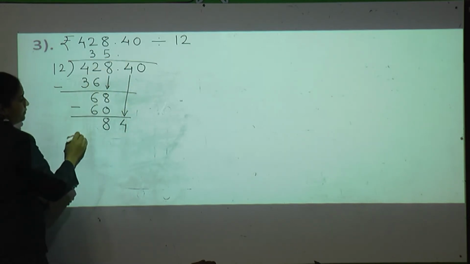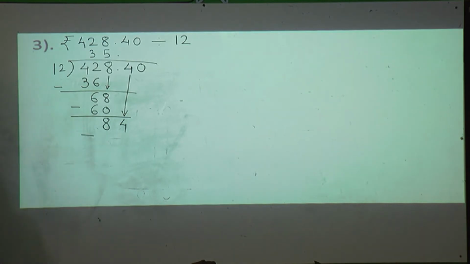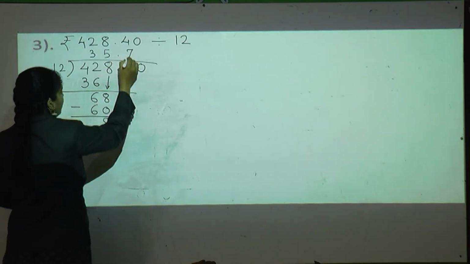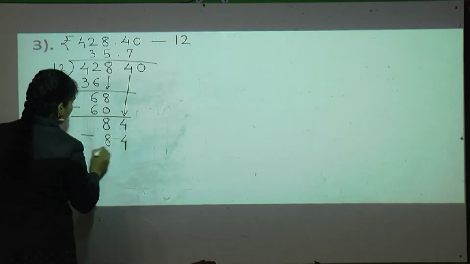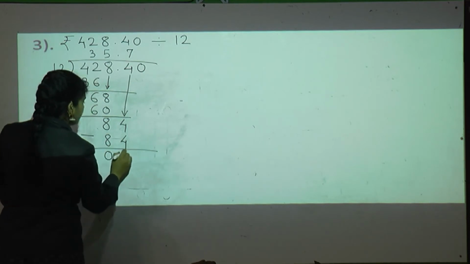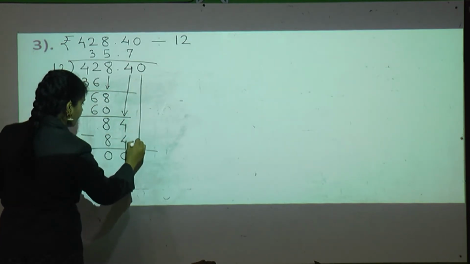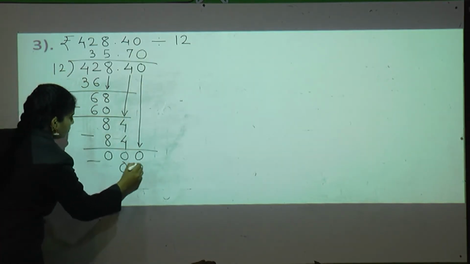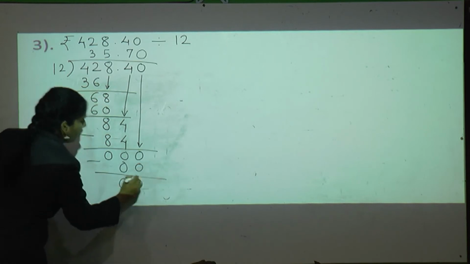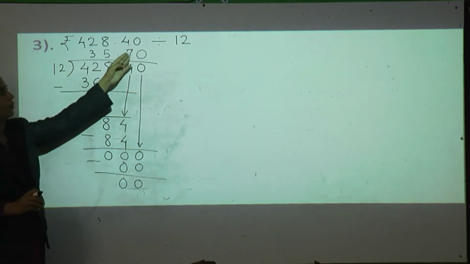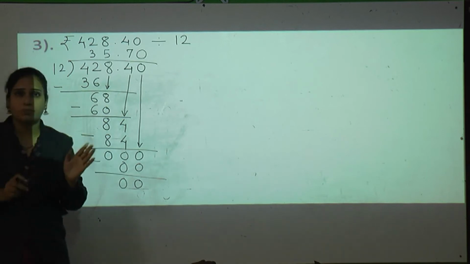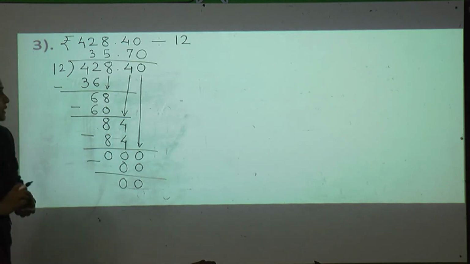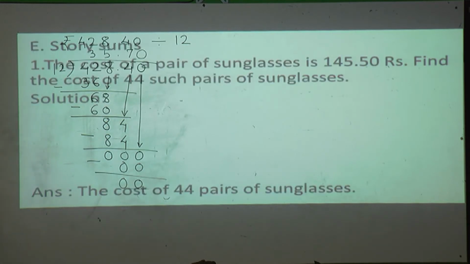Write point here. Is 84 in the table of 12, students? Yes. 12 7s are 84. So subtract it, we will get 0 and again this 0. So that's why here also comes 0. So the remainder will be 0 and the quotient is 35.70. That means rupees 35.70 paise. Okay students.